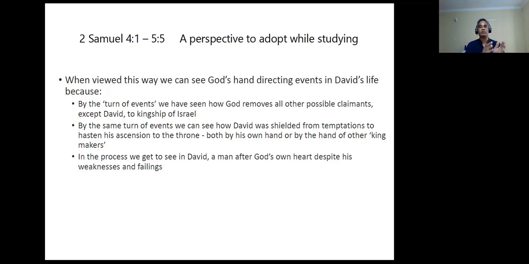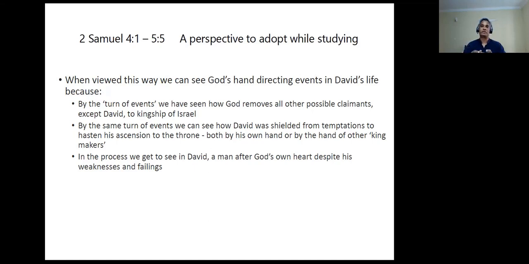A lot of events happening which were unexpected, which were spiritually determined, where God removes all possible other claimants to the kingship of Israel except David. We saw how Saul's life ended. We saw how Abner came to an end. Today we will see some more.